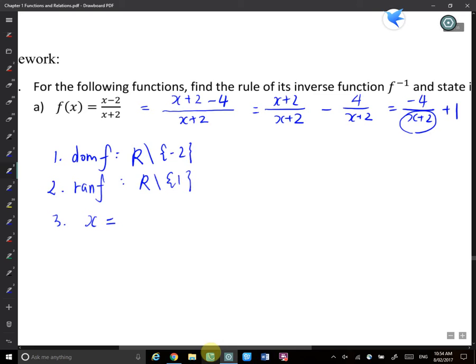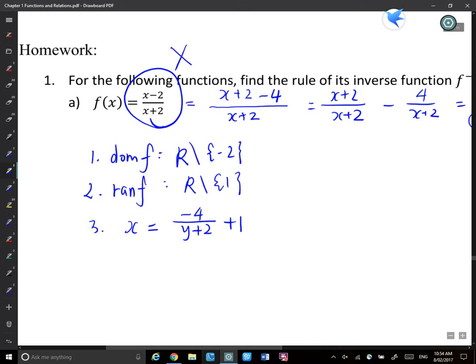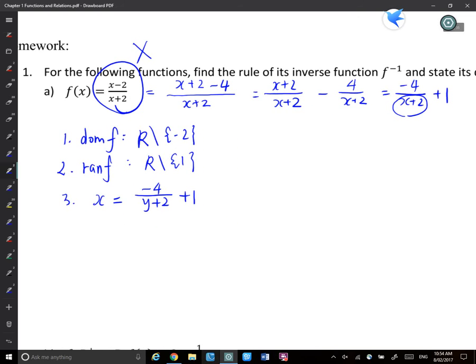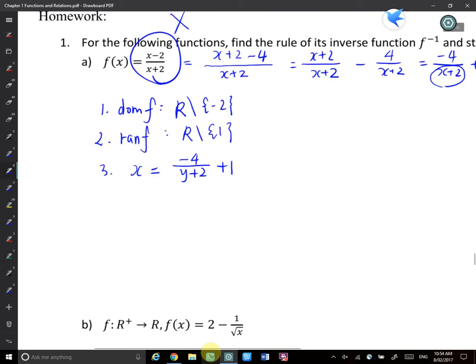So x equals -4 over y plus 2, plus 1. Do not substitute into this one, because you have two y values if you substitute into that one. It increases the difficulty of doing this question. If you substitute into the one we already simplified, you only have one y and it's easy to solve. Just choose the one that makes the equation easier to solve.